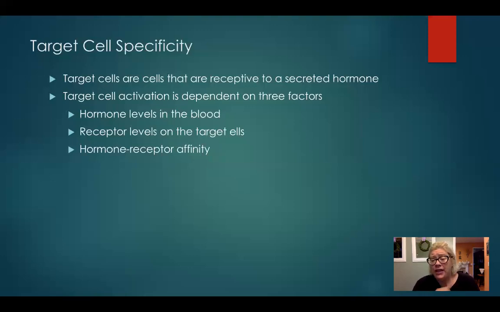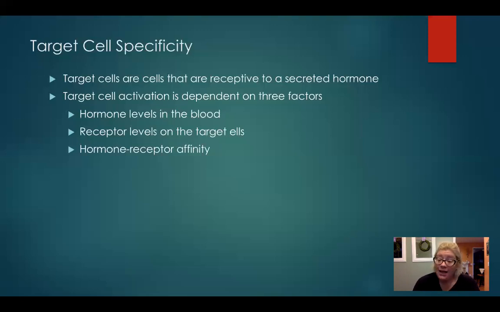Now, of these three things, there's two things that can be fiddled with and one that can't. All right, so there's no way that your body can adjust the particular hormone receptor affinity. It is what it is. But our bodies can adjust the other two. They can increase the levels of hormone in the blood, or they can decrease the levels of hormone in the blood by increasing secretion from a particular endocrine gland or decreasing the secretion from a particular endocrine gland.